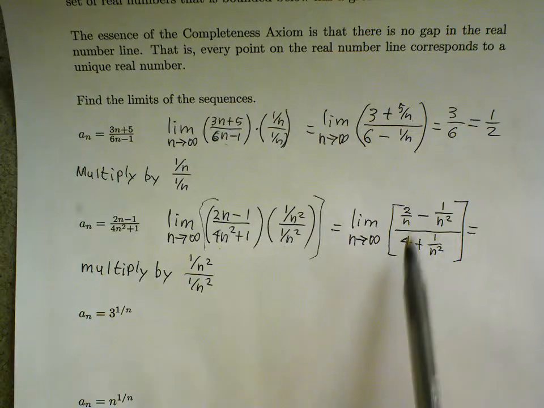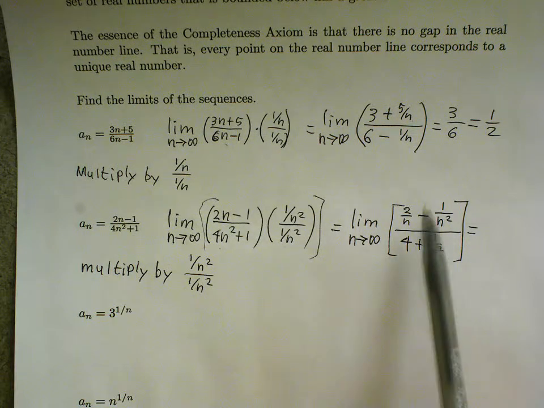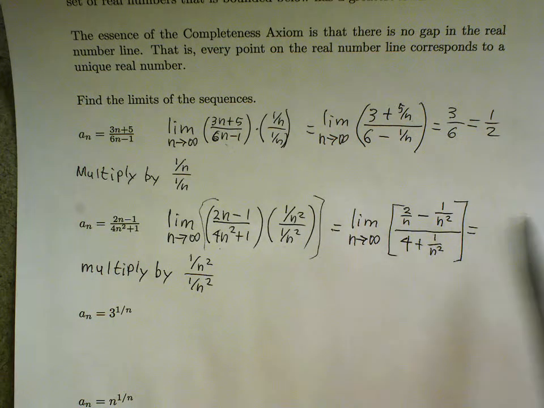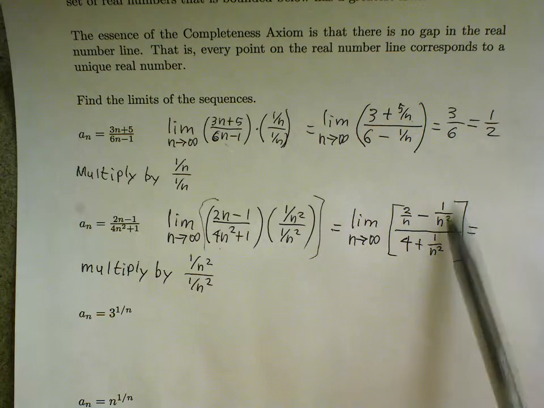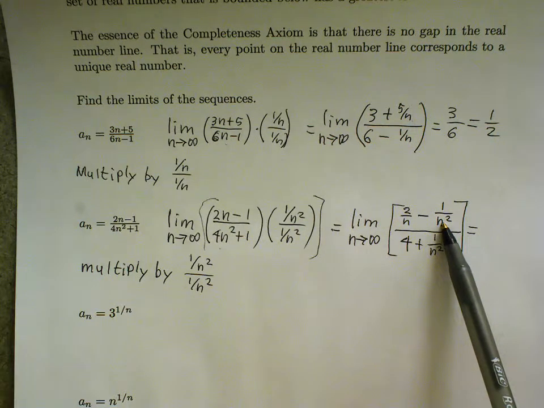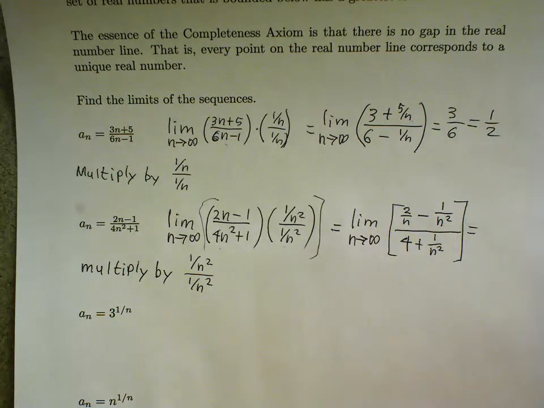So in the numerator, as n goes to infinity, 2 over n goes to 0. And so does 1 over n squared. So the numerator goes to 0. That's perfectly fine for a numerator.